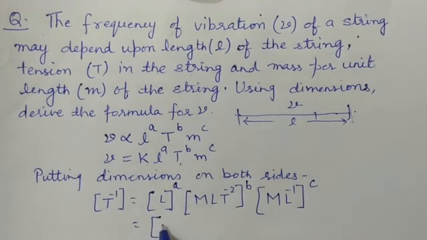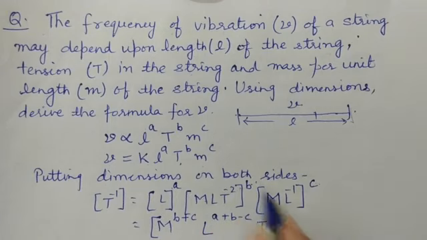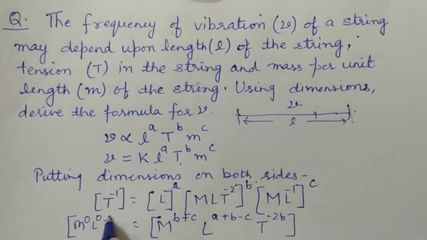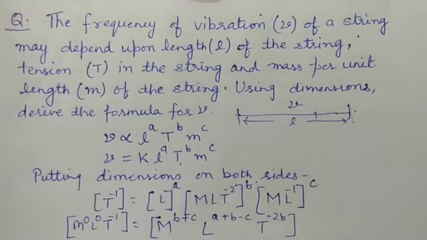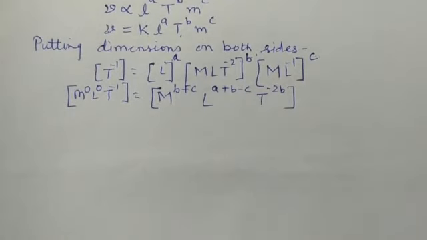Combine these terms. M has power b and c, so this is M^(b+c). L has power a, b and minus c, so this is L^(a+b-c). And T is T^(-2b). Here on the left we have M^0 L^0 T^-1. So, equating the powers on both sides.